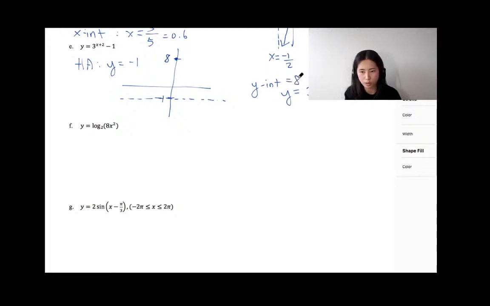Okay, maybe I can just write that here. Okay, you guys get the point. And then now we need to look for the x-intercept. For your x-intercept, it's going to be a little bit tricky because your x is actually an exponent as opposed to just having it as a variable right here.